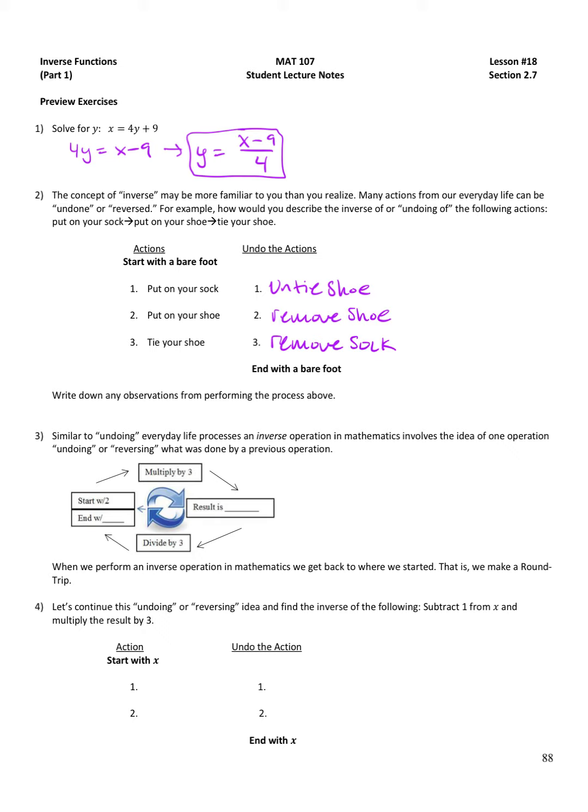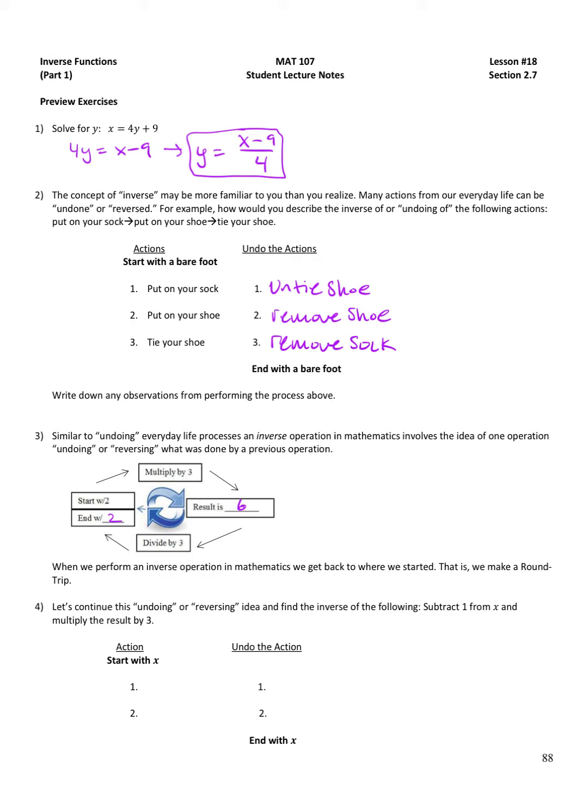And similar to undoing everyday life processes, an inverse operation in mathematics involves the idea of one operation undoing or reversing what was done by a previous operation. Okay, so if we start with a 2, we're going to multiply it by 3. So the result is 6. Okay, and then to undo it, we divide by 3, and we end with a 2. When we perform an inverse operation in mathematics, we get back to where we started. That is, we make a round trip.